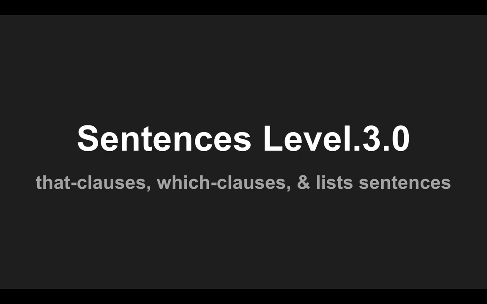So we've learned simple, compound, complex A, complex B. We've learned academic. We've learned compound complex and complex compound sentences. Those are all of the previous types in sentences 1.0 and sentences 2.0. So now we're moving on to 3.0.